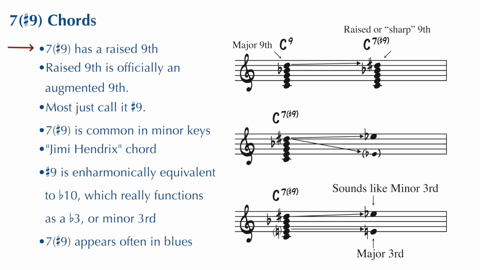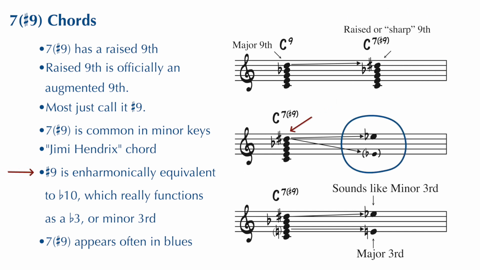If the 7 flat 9 is a 9th chord with a lowered 9th, then it's probably not a big surprise that the 7 sharp 9 has a raised 9th. The official name of a raised major 9th is an augmented 9th, but most musicians just call it sharp 9. And the 7 sharp 9 is found most often in minor keys. It's also called the Jimi Hendrix chord because of his extensive use of this chord, the sharp 9.